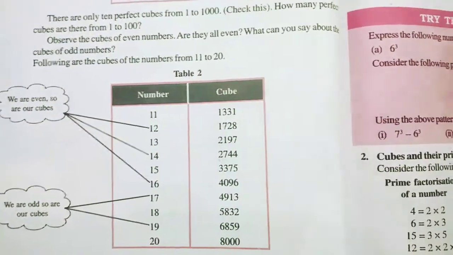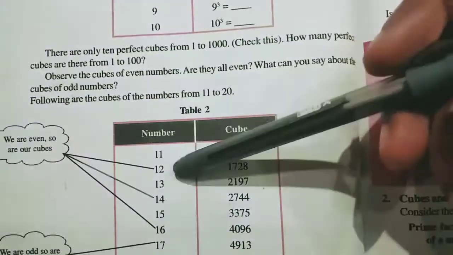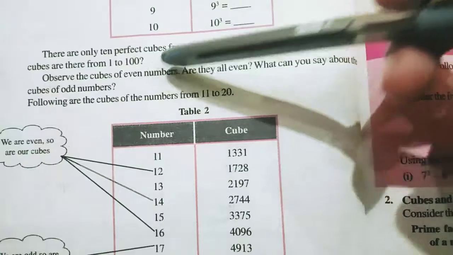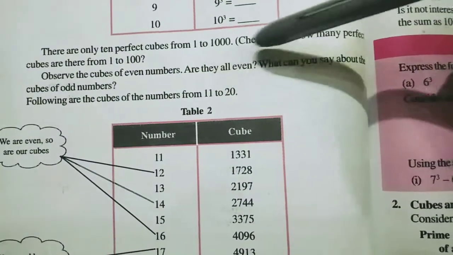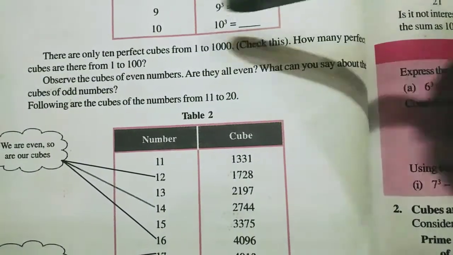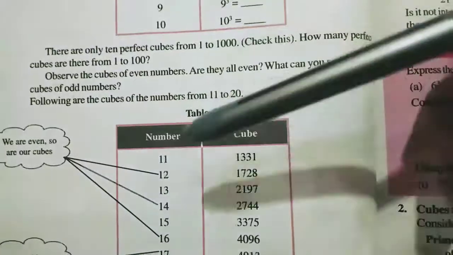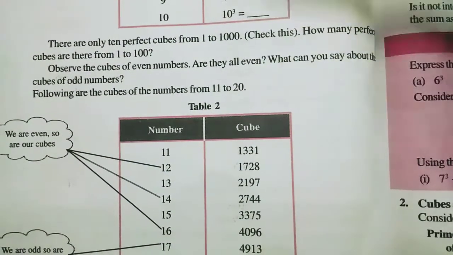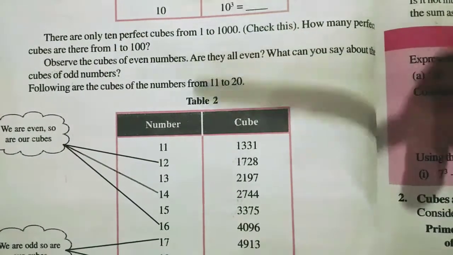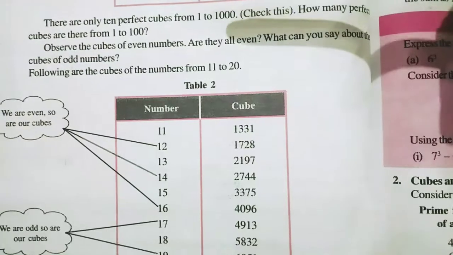Now you can see about this, it is said: observe the cubes of even numbers. Are they all even? What can you say about the cubes of odd numbers? Now you have to see here what is the cube of even numbers and what is the cube of odd numbers.